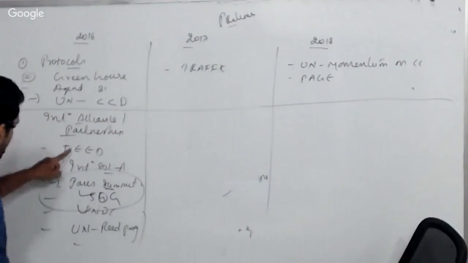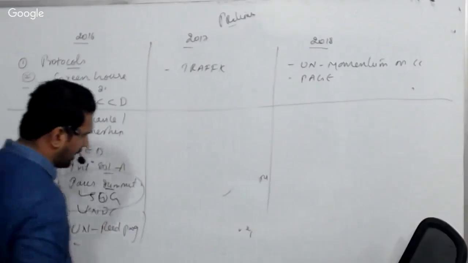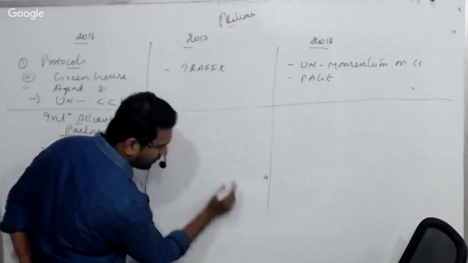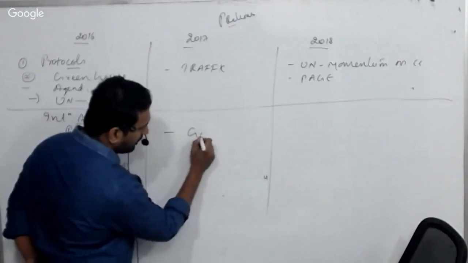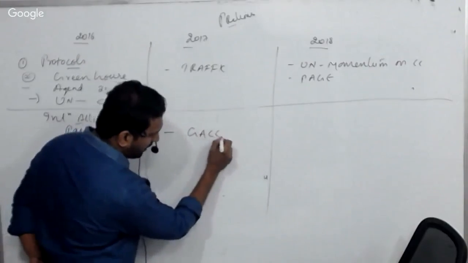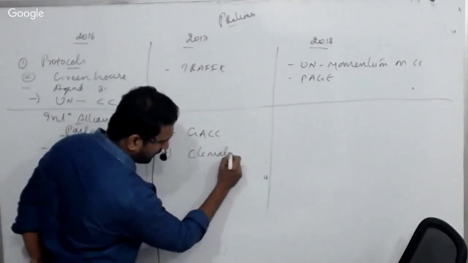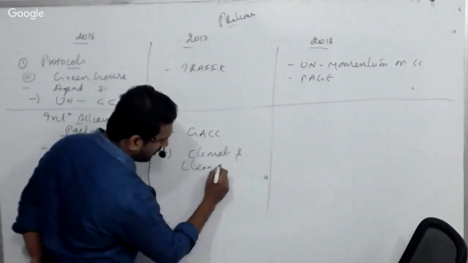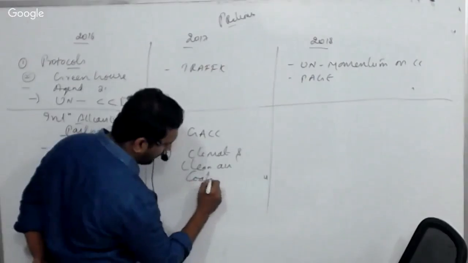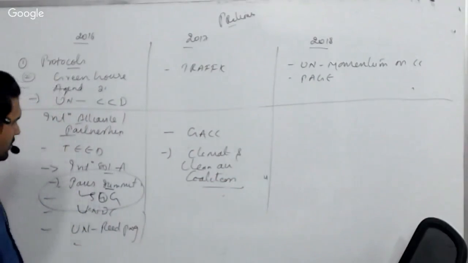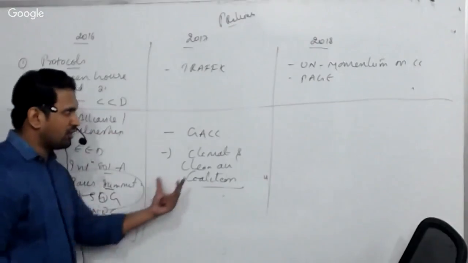Okay, so see how many questions were asked in that: 1, 2, 3, 4, 5, 6. So in 2017, what was there? Global action on climate change, this was asked. Okay, and the Climate and Clean Air Coalition. So again, an international coalition or partnership was envisaged. International alliance, these many questions.